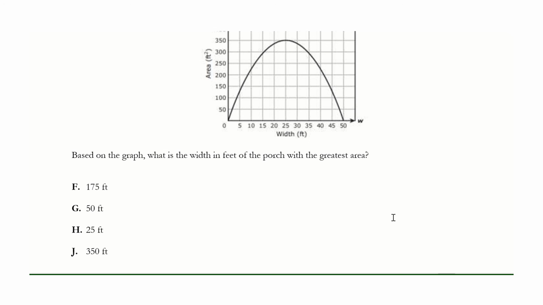Is it F, 175 feet, G, 50 feet, H, 25 feet, or J, 350 feet?